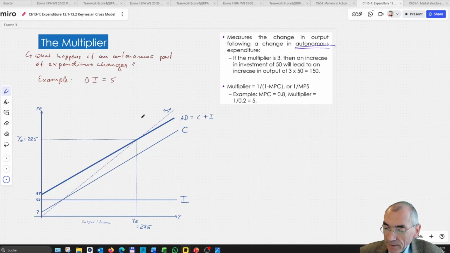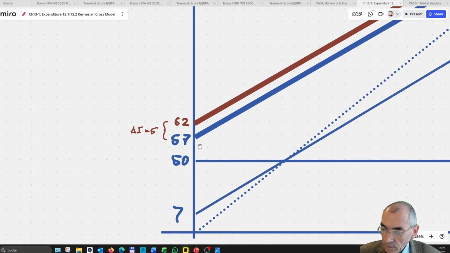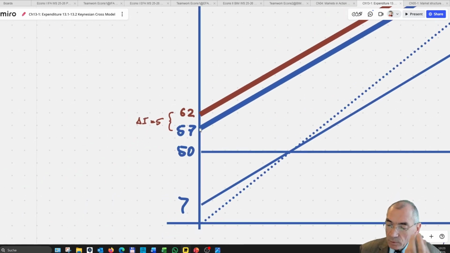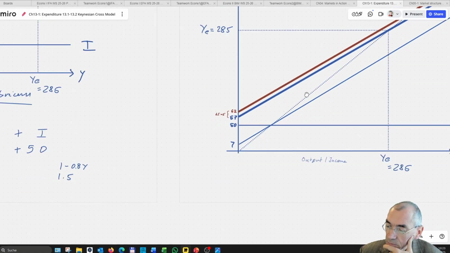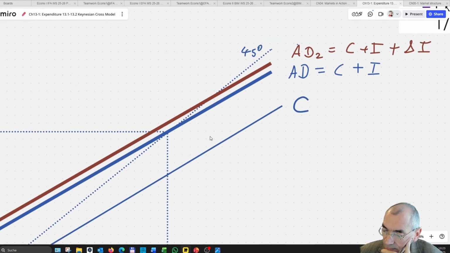Delta I equals 5. This is going to produce a new aggregate demand function, aggregate demand 2, that is 5 higher. So it will be a parallel shift starting here at 62 and then go in this direction and again intersect the 45-degree line. We see a new intersection up here, or first of all down there. It goes up from 57 to 62, the change of 5. And when we observe this, we see that in fact the intersection does not only go 5 to the right or up, but that it's far more than this.